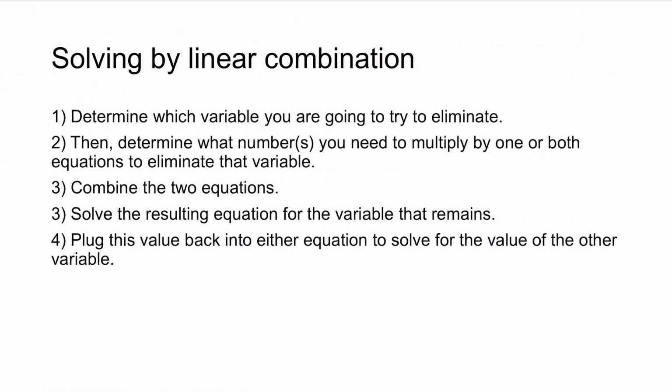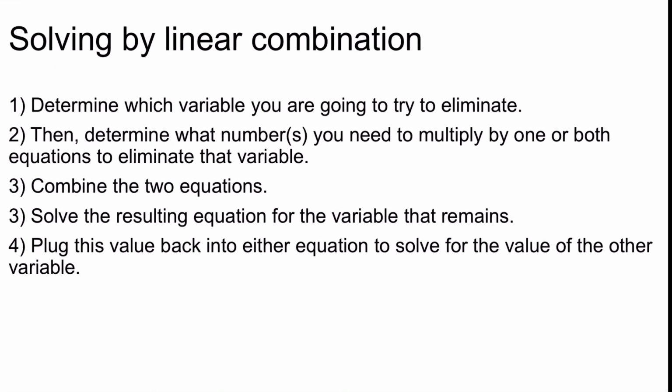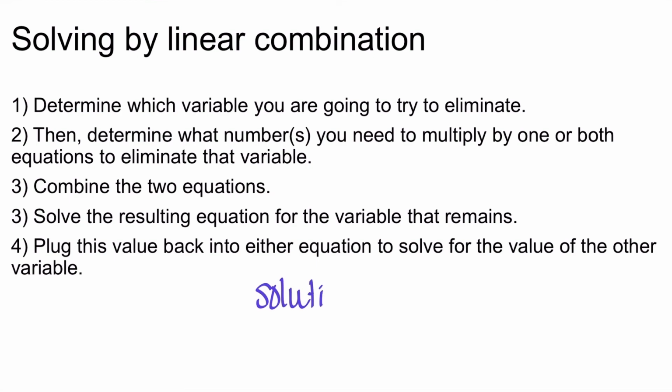So when you're solving by linear combination, you're going to first determine which variable you're going to try to eliminate. Then you're going to figure out what number you need to multiply one or both equations by to eliminate that variable. Then combine the two equations, solve the resulting equation for the variable that remains, and then plug this value back into either equation to solve for the value of the other variable. Remember that your final solution is going to be something like an x and a y. So your final solution is going to be an ordered pair with an x and y value that make both equations true.